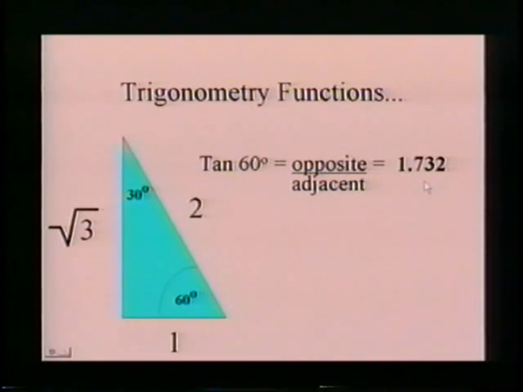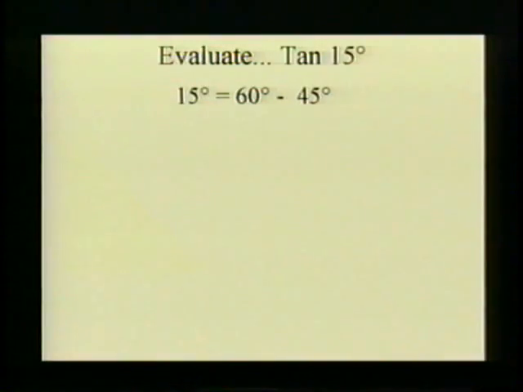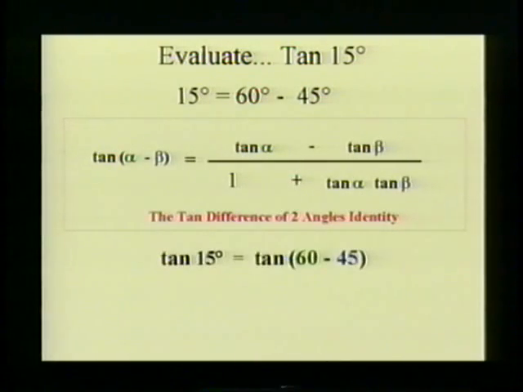Plato didn't need a calculator. Okay? And with the 45 triangle and the Pythagorean theorem, you may remember, just review, that we had the square root of 2 here. Okay? So the tan of 45, no matter what you're looking at, is opposite over adjacent, 1 over 1, is 1.